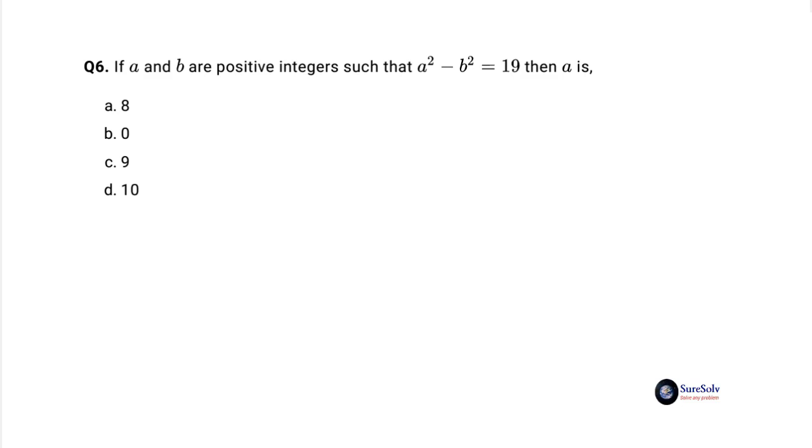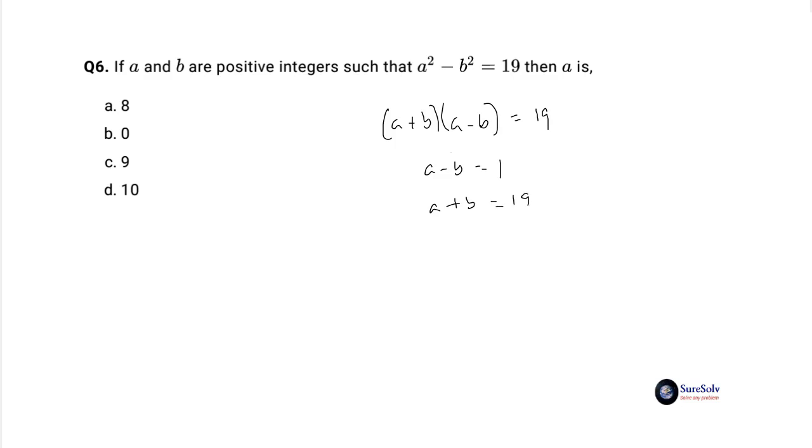We break up a square minus b square into its two factors, a plus b into a minus b. Let's write the two factors. A plus b multiplied by a minus b equal to 19. This is the first breakthrough. Here we identify 19 as a prime, and by the property of a prime, it has no factors other than 1 and itself. So a minus b must be equal to 1 and a plus b must be equal to 19. A minus b equal to 1, a plus b equal to 19.